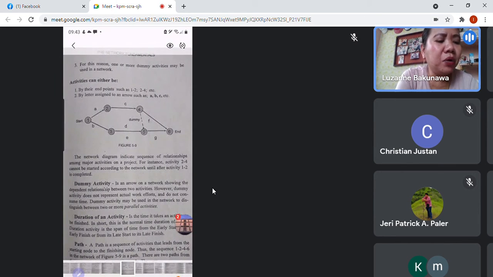Dummy activity is an arrow on a network showing dependent relationship between two activities. However, a dummy activity does not represent actual work efforts. So usually when you see a dummy, its number of days is zero, because it has no actual work efforts. Dummy activities may be used in a network to distinguish between two or more parallel activities.